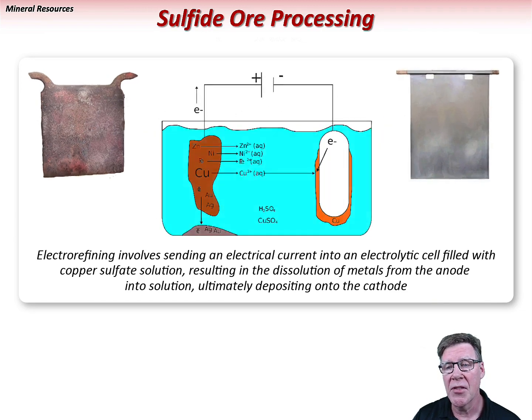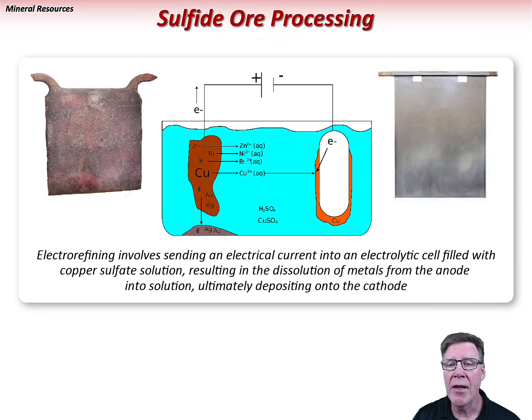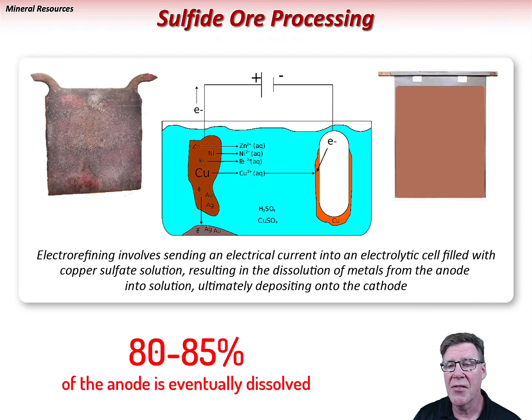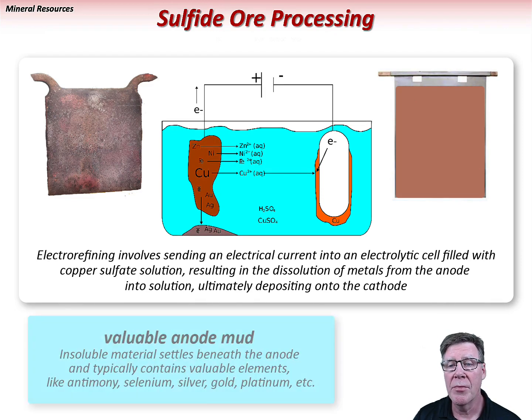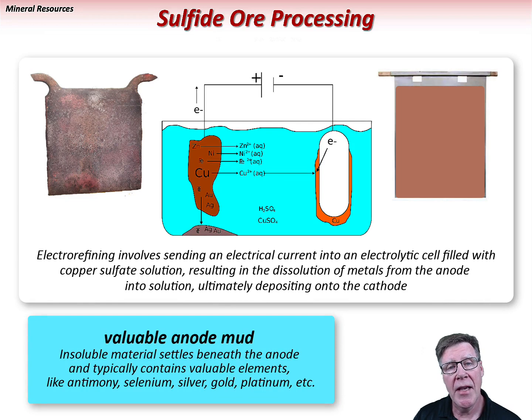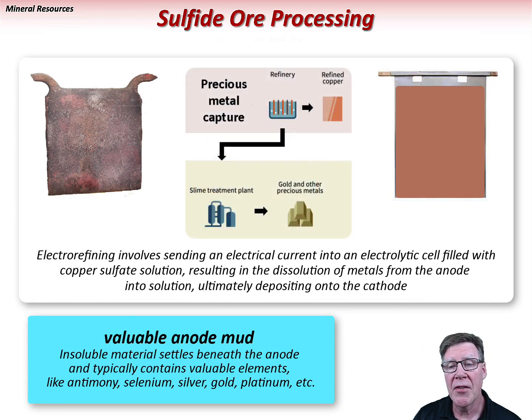As the electrolysis progresses, the impure copper anode dissolves away and pure copper builds up a thicker and thicker coating on the cathode. Each anode is electrorefined until about 80 to 85% of the mass is dissolved. Insoluble impurities in the anode adhere to the anode or fall to the bottom of the refining cell, where they are removed and sent to a byproduct metal recovery plant.